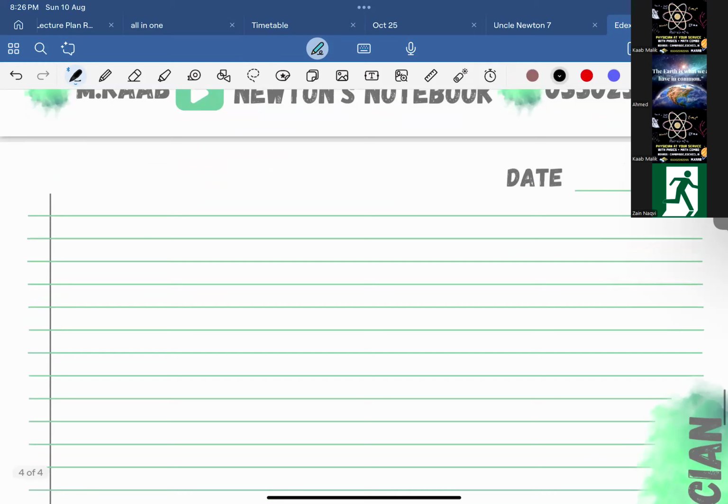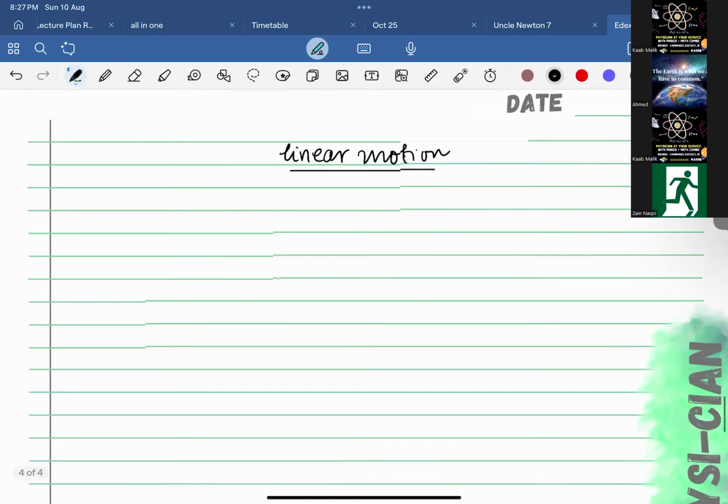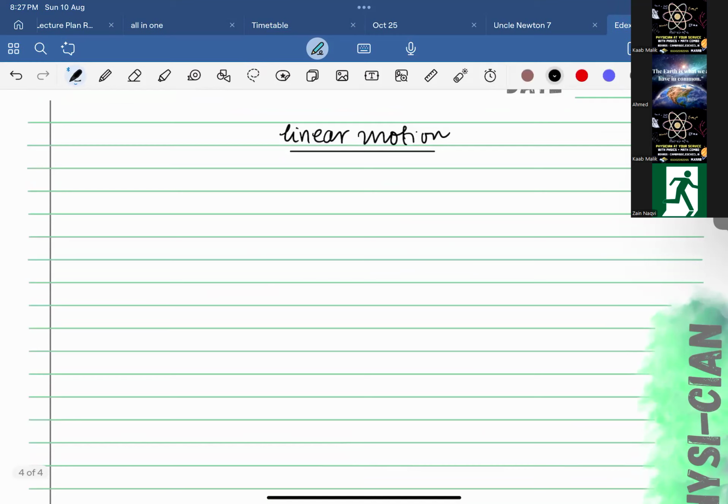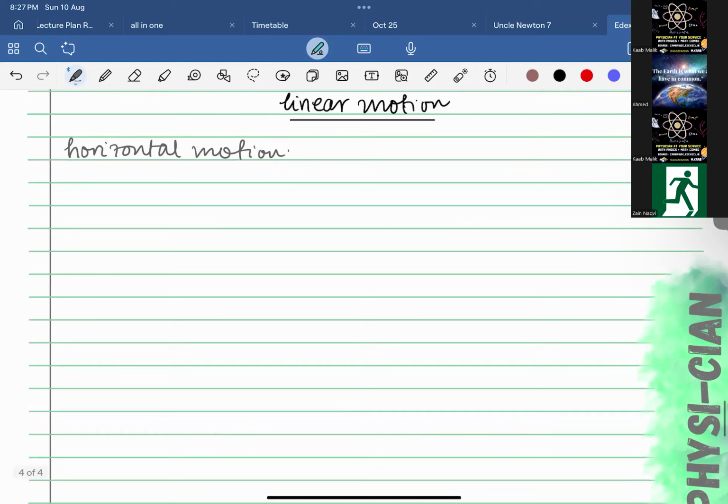Okay, let's try the linear motion. So if you consider the horizontal motion, there are two different types of horizontal motion that they may test you on. The first is going to be the normal one, and the second is going to be the overtaking concept. Okay, the concept of overtaking.